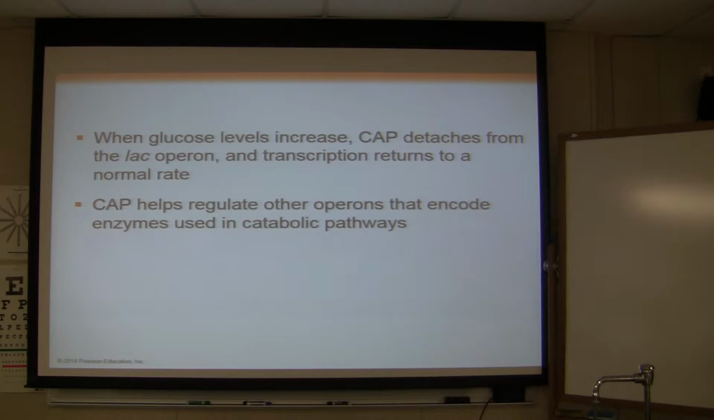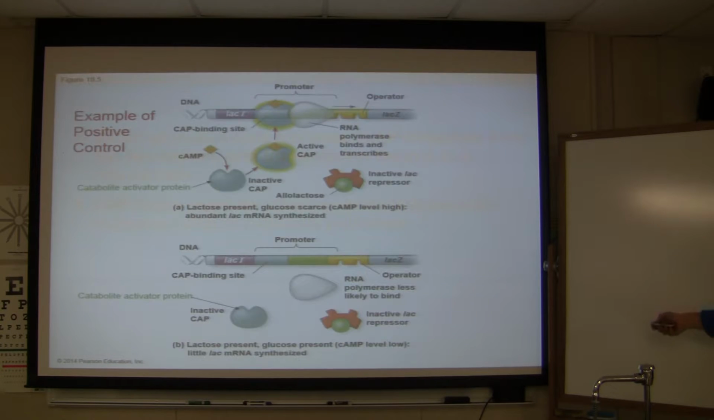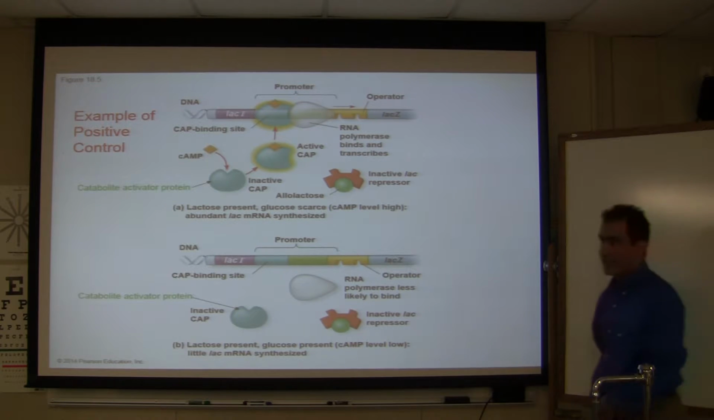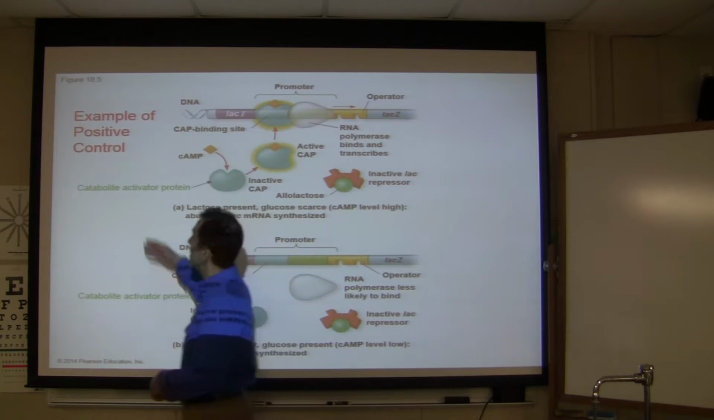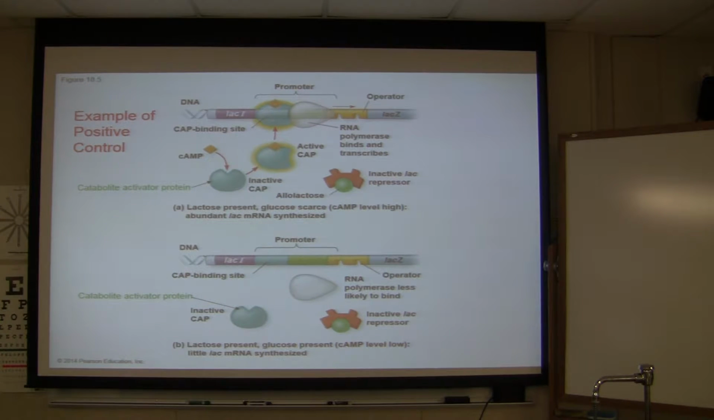So this is a positive thing when there is not enough glucose. Anyhow, you will see some pictures and I hope they make sense. CAP helps regulate other operons that encode enzymes used in catabolic pathways, right here. This is an example of positive control. Positive control means the transcription is going to happen.